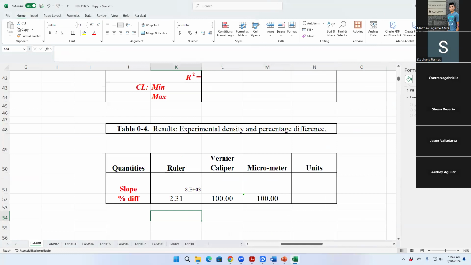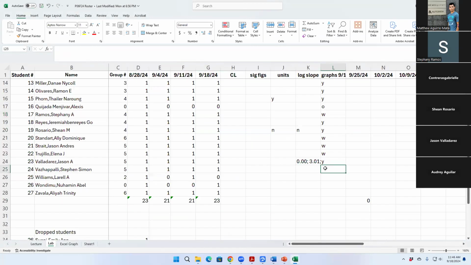Okay, let me go to the next student. Stephen, okay, now you got 2.31, right? Stephen, I'm still working on it. You're working, okay. So let me see. There is a student who finished the graphs and units, working on filling the tables 3 and 4. Okay, that's Alia. Okay, finished.